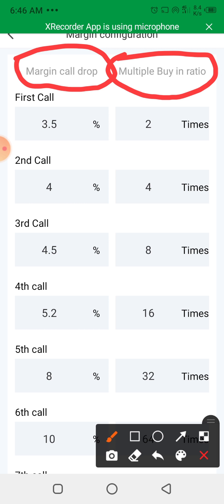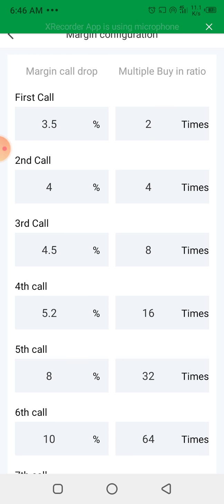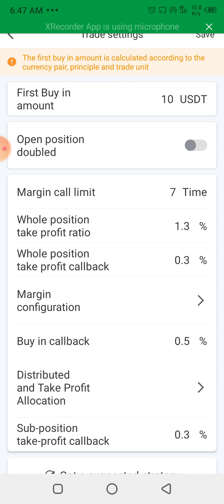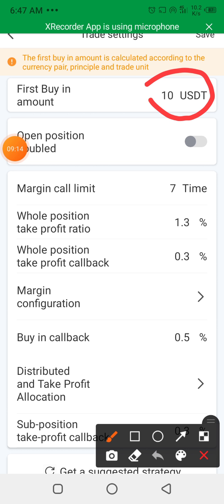Now we say first call, when the coin drops 3.5%, buy by 2 times. What is this 2 times? This 2 is times in our buy-in amounts.